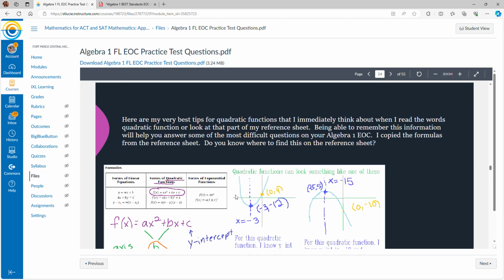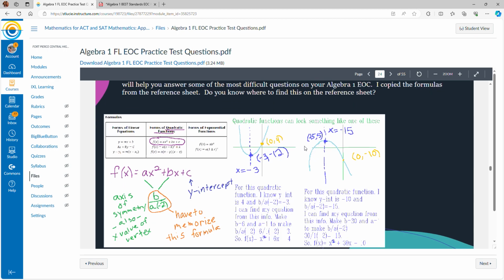And here's some more information about quadratic functions that I think about when I read the word quadratic function or look at that part of my reference sheet. Being able to remember this information will help you answer some of the more difficult questions on your Algebra 1 exam. I copied the formulas from the reference sheet. Do you know where to find this on your reference sheet?